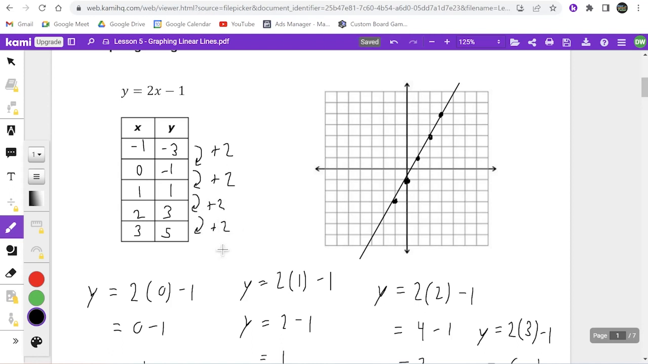And the reason why I want you to realize that's significant is because of this number right here in front of the x. That 2 basically tells us what the pattern is going to be. So for instance, if it's 2x, it's +2 each time. If it was -5x, then it'd be -5, -5 each time. And that's the pattern we're going to use.